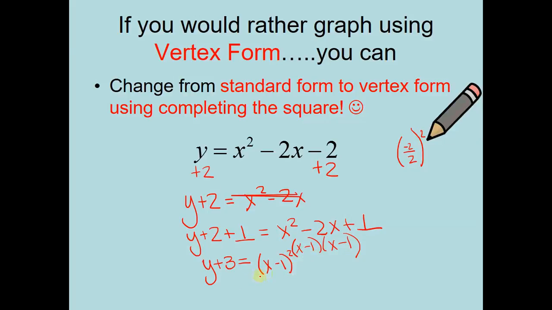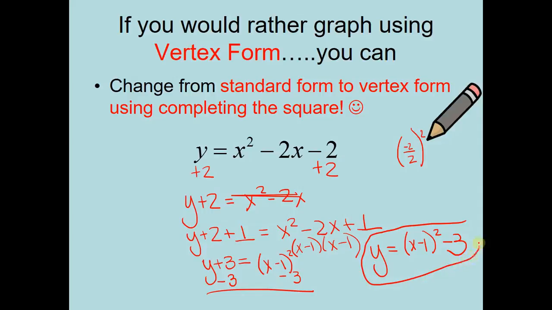Now, notice, guys, you're very close to what looks like a vertex form. I'm going to subtract 3 from both sides. So I will get y equals, so y is alone again, (x minus 1) squared minus 3. I am now in vertex form from standard form, and I now know that my vertex is at (1, negative 3) for this particular equation, which you could have found using negative b over 2a for standard form. However, if you feel that vertex form is easier for you, by all means, try to complete the square.